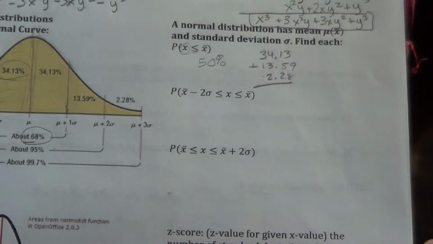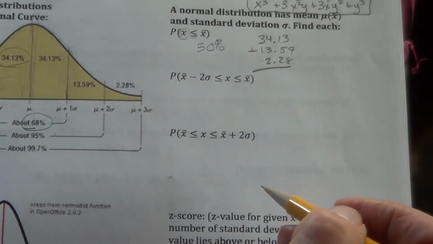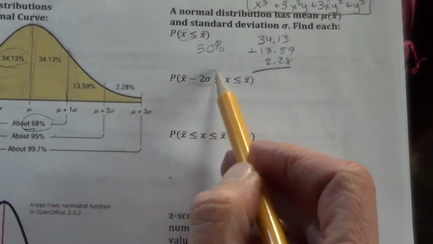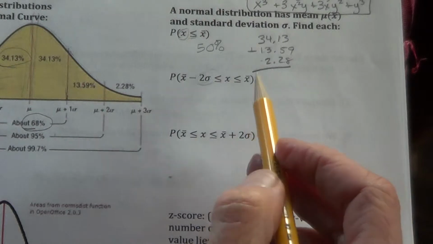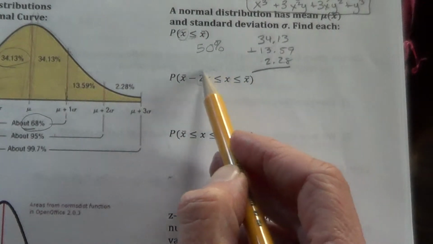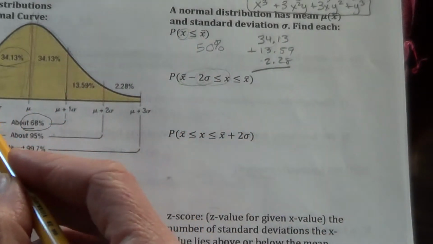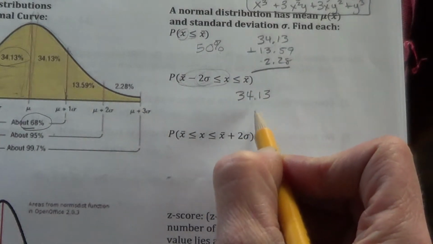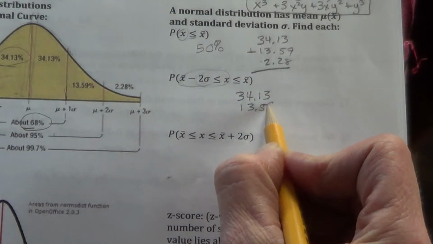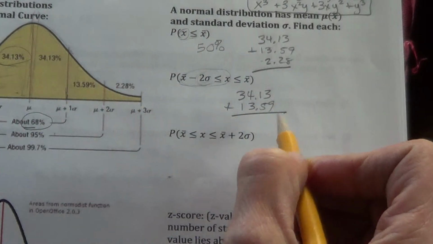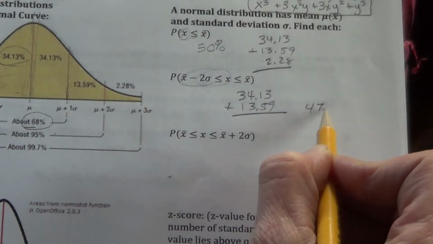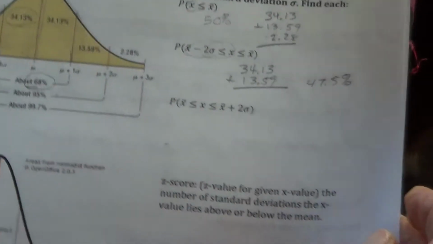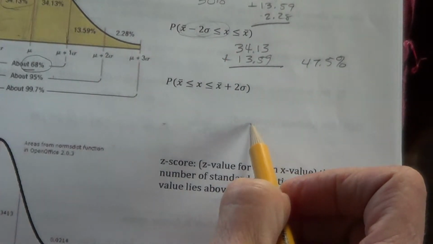Now, the next one is asking, what's the probability that the values are within 2 standard deviations, or 2 sigma, less than the mean? Okay, so we want to know all the values within these 2 sections. Well, again, it's 34.13 for the first one and 13.59 for the next one. Add those together and you've got the percentage. It's about, I'm just taking a guess, about 47.5%. Okay, you can add those up specifically once you turn off the video. I'm just kind of guiding you through this.